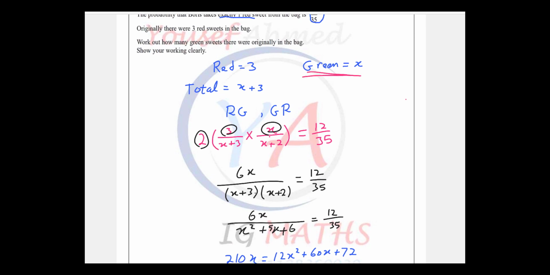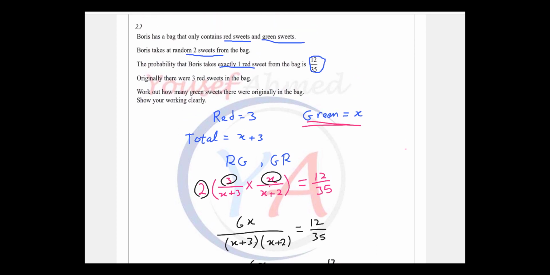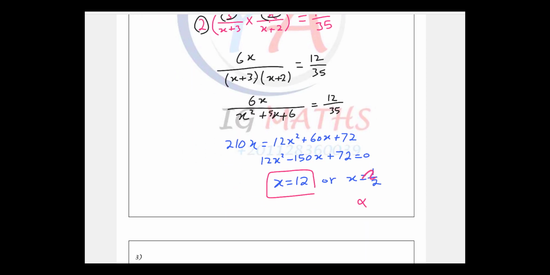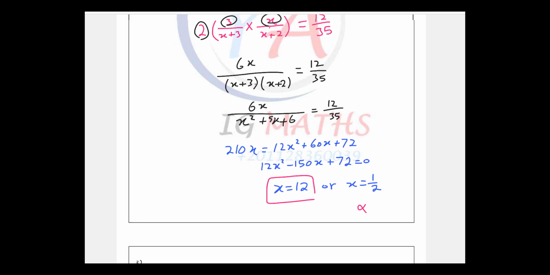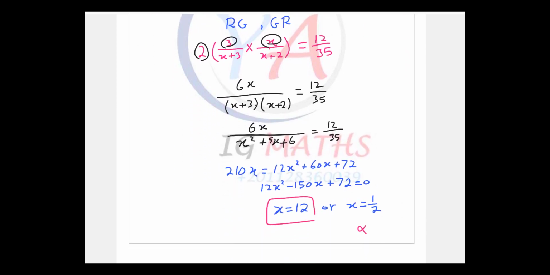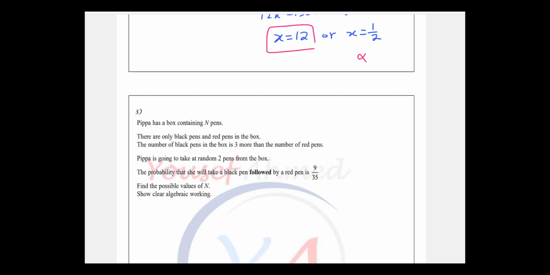So we have 12 green sweets in the bag. We cannot accept the half because there is no half sweet here in the question, but in reality you may have half a sweet or something. So the final answer is 12. Let's move to one more example.